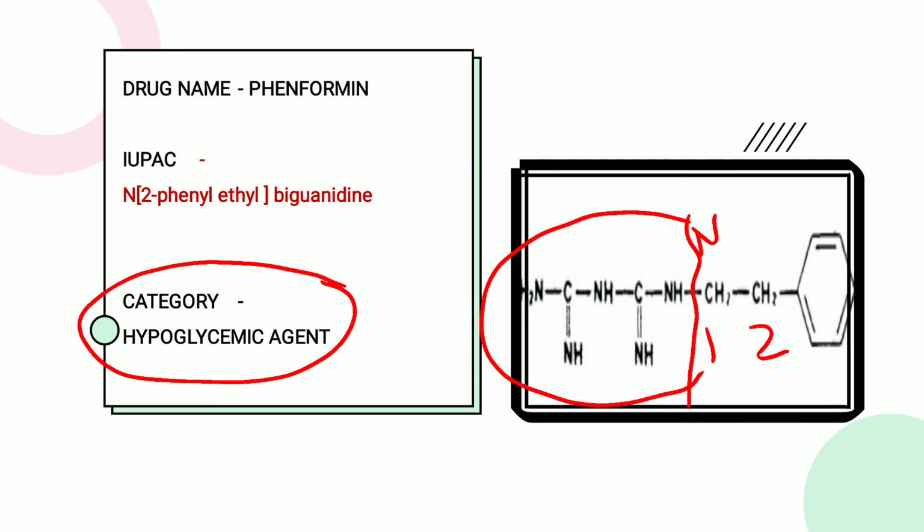So here the N is for the parent skeletal, then second. So we write in a bracket 2 phenyl, then 1 and 2 carbon, that is the ethyl. We complete the bracket and complete the substitution, and the last is the parent nucleus, that is the biguanide. So here is the fenformine, which belongs to the hypoglycemic agents.